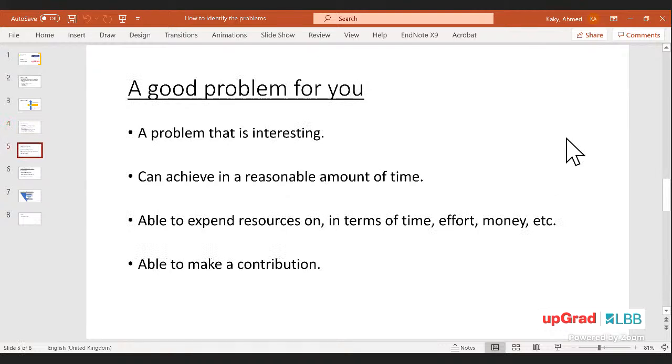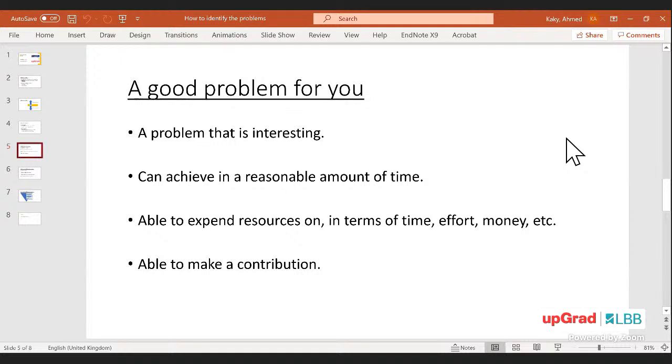But as long as you are still working on that one, basically, on your way to figure out what to work on, then I would like to remind you about a good problem. What we mean by a good problem, basically, we can say that selecting a research problem is highly likely influenced by yourself, guys.